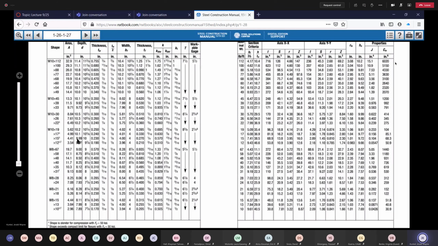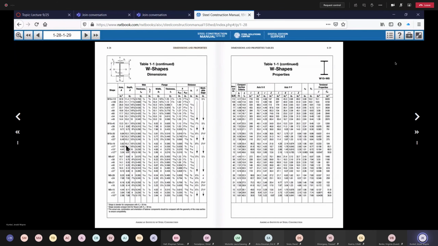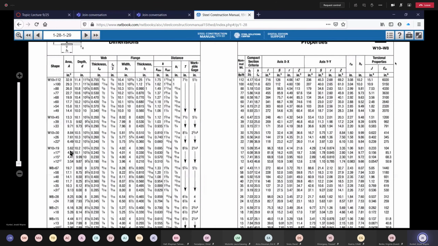Here are the W10s, and we could go down the W10s. And for instance, there is the W10 by 22, 6.49 square inches. Do you see a pattern here? The W10 by 22, the W12 by 22, and the W14 by 22 all have just about the same area, 6.49 square inches. So is it possible there are multiple solutions to our design problem?